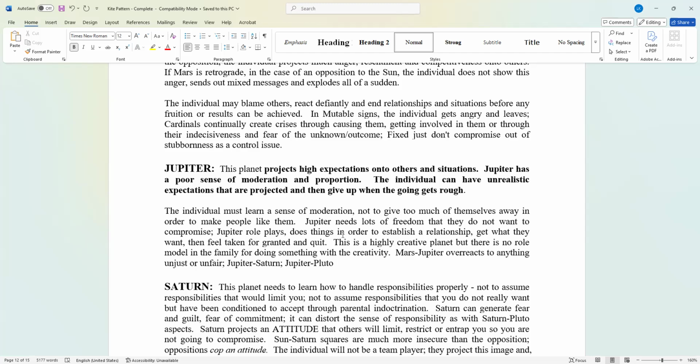And so with Jupiter opposing, they can have high expectations in terms of other people or the situation. And it can have to do with giving up when the going gets rough. Well, they said they were going to do this. It never really happened. Individual might learn a sense of moderation, not give too much of themselves away in order to make people like them. Jupiter has a fear of abandonment.